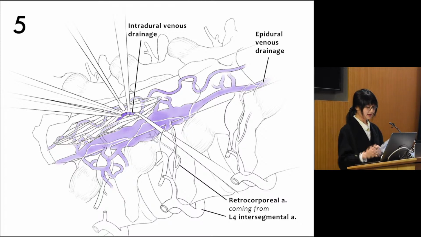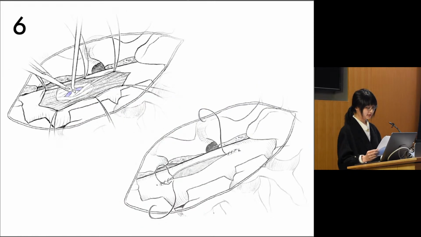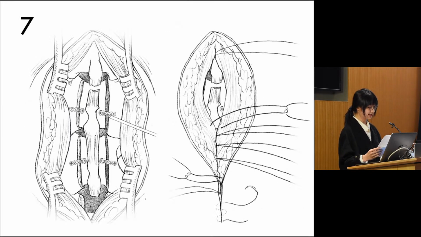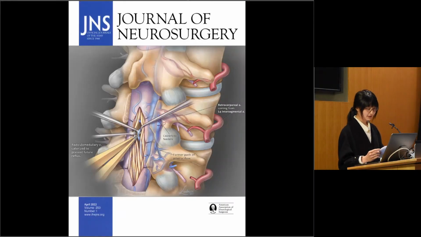After disruption of the radiculomedullary vein, the dura is closed with running suture. And finally, a laminoplasty is performed, followed by wound closure. For my final illustration, I chose to render step 5, which depicts the full architecture of the epidural AV fistula after the arterial feeders have been cauterized.